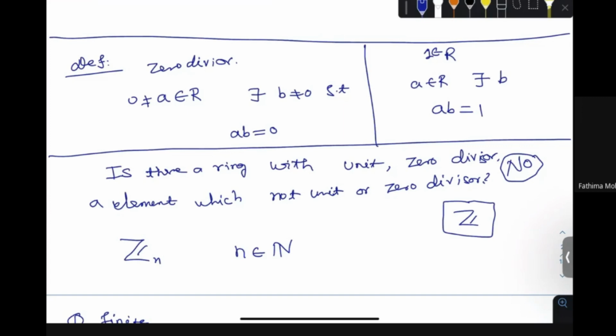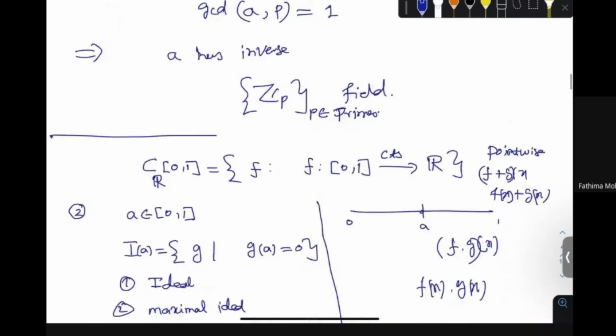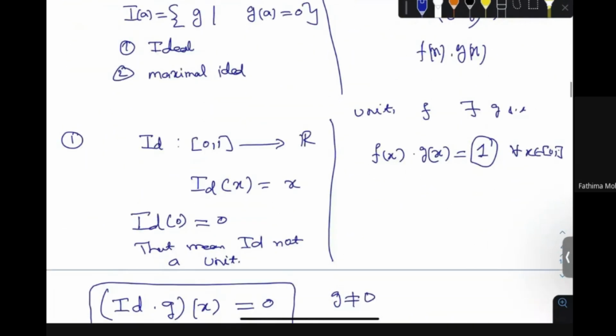Very good. Now, indirectly, while talking about this, I also gave a criterion for a unit. Very simple. Here, when I talked about vanishing, never vanishing.